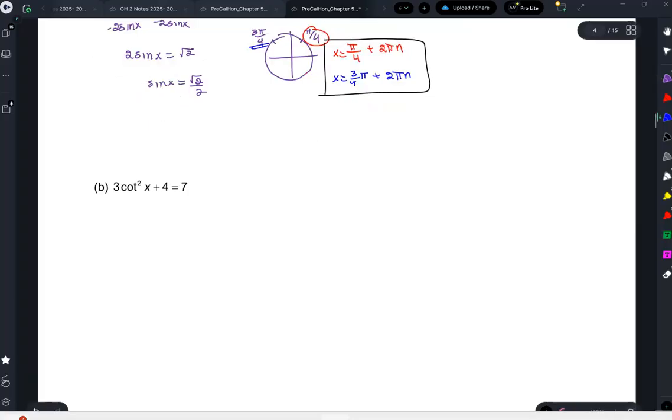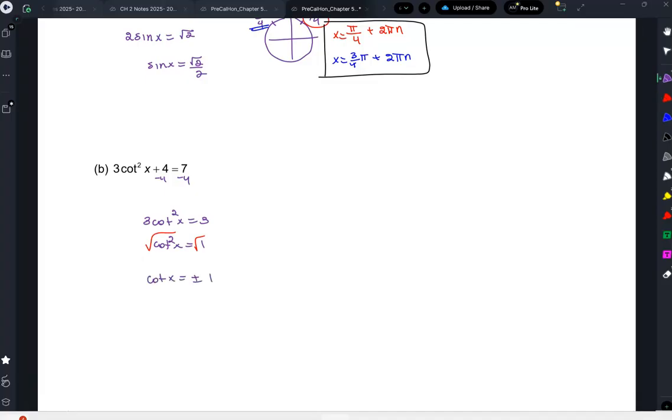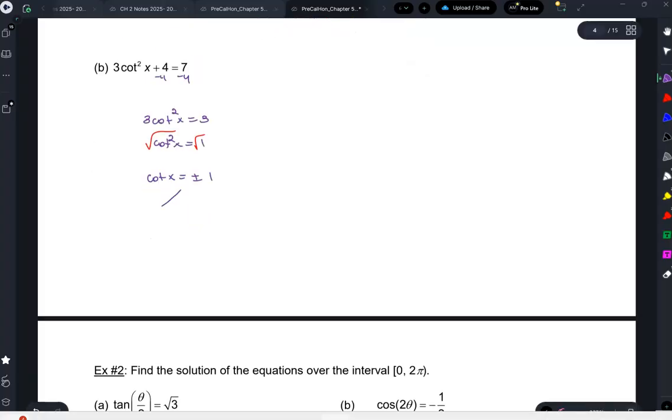Okay, so let's take a look at this one. Subtract 4. So I have 3 cotangent squared x is equal to 3. And then divide by 3, so cotangent squared x is equal to 1. Then I need to take the square root of both sides, so I get cotangent x equals plus or minus 1. Now, this gives me two equations: cotangent x equals -1 and cotangent x equals +1.